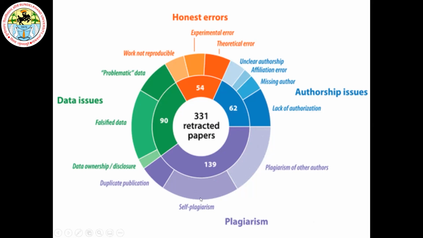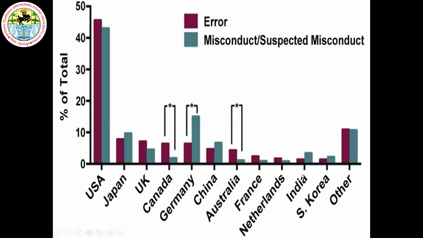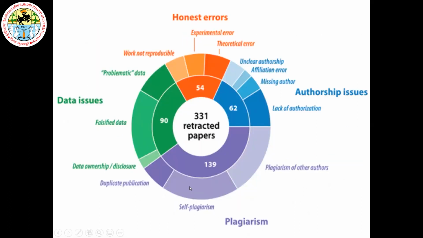Now this plagiarism may be of different types. For example, it may be self-plagiarism, and even duplicate publication comes under the same category. It may be plagiarism of others. So self-plagiarism is included, as well as plagiarism from others' work. Then the second major reason was data issues. Their data were either falsified or problematic, or data ownership or disclosure was not accepted. So data issues became the second one, including data fabrication and falsification.